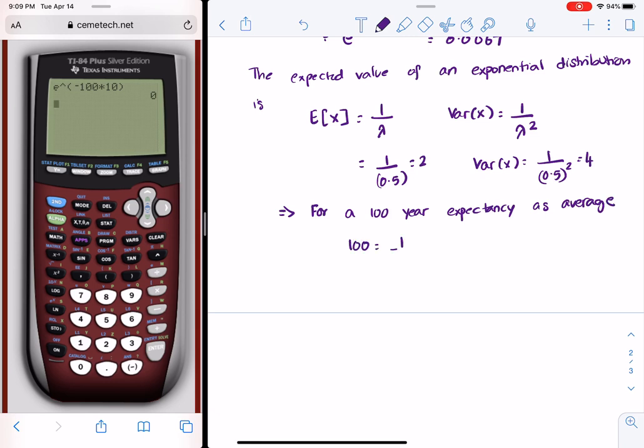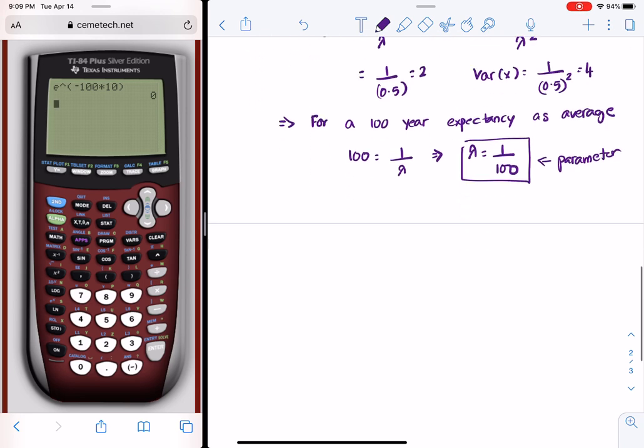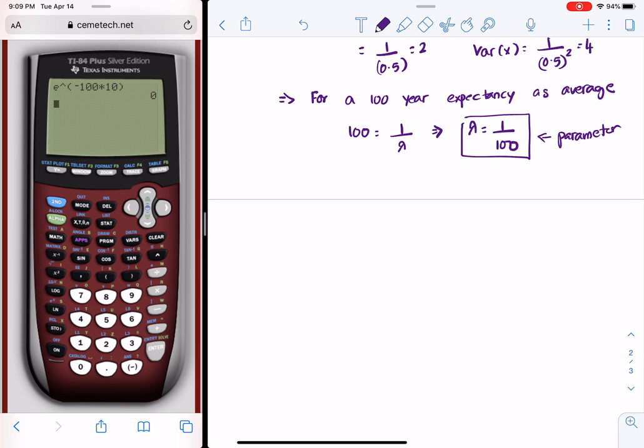$100 must equal 1 over lambda. This would imply lambda equals 1 over 100. So that would be the correct parameter to use if we want to look for 100 years average life expectancy.